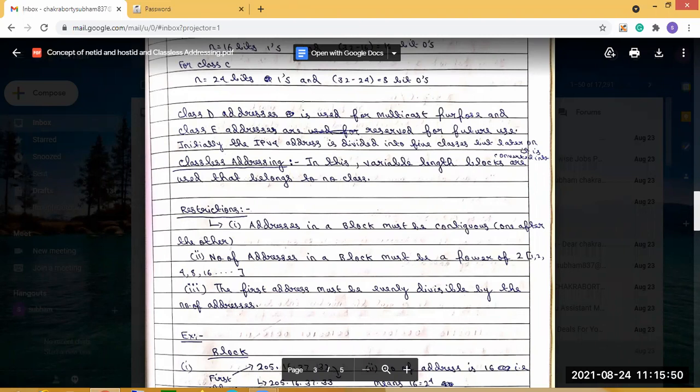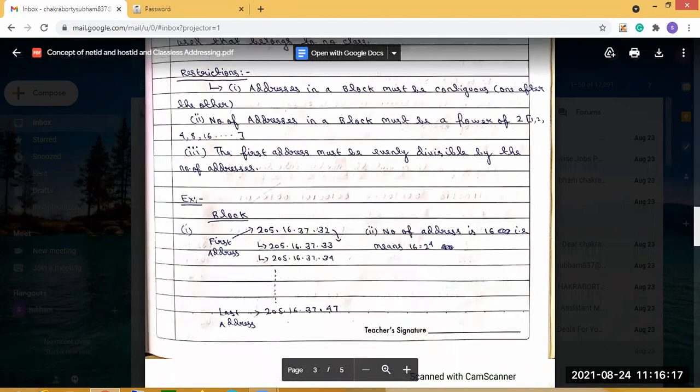And the third restriction is that the first address must be evenly divisible by the number of addresses. That means the first address present must be evenly divisible by the number of addresses. Let's take an example. Through an example, we can understand. So let's say there is a block present.